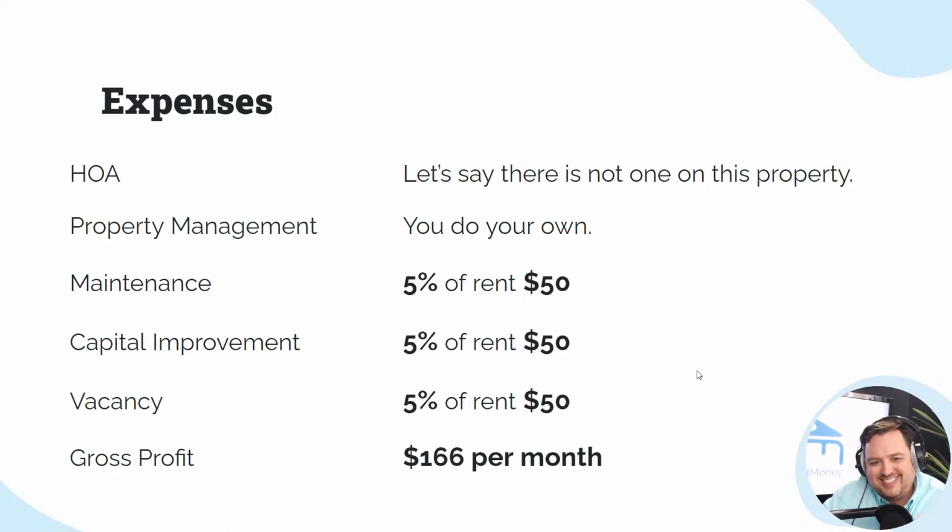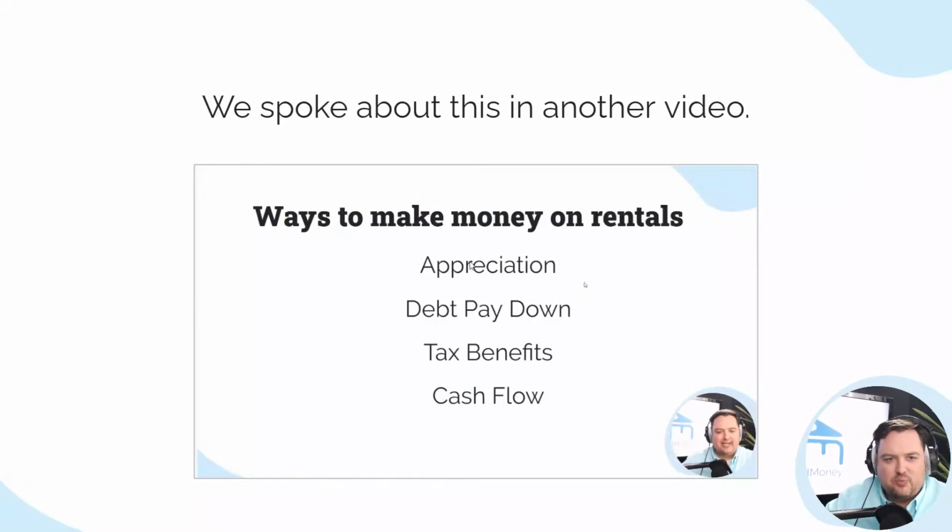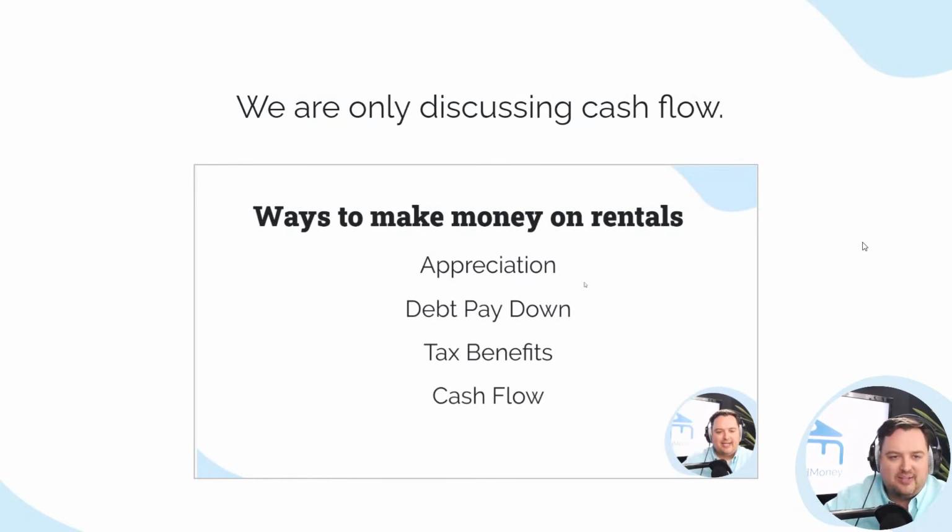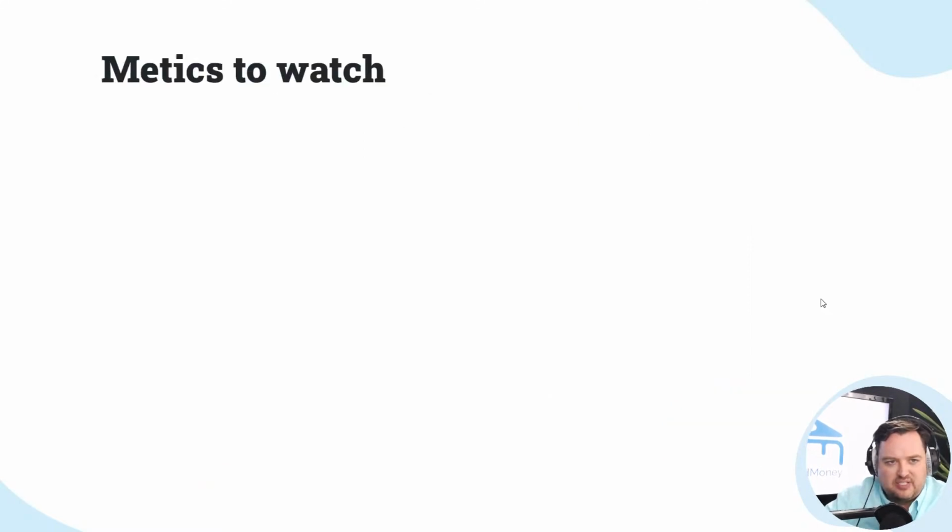We talk about this in detail in some of our other videos, so you want to check them out as well. There are multiple ways you can make money through real estate rentals. Appreciation is one, and remember, there's standard appreciation and there's forced appreciation. Next, you've got debt pay down, the amortization schedule. Next, you have your tax benefits. And lastly, cash flow, which is what we are talking about today. We're not talking about these other things today.